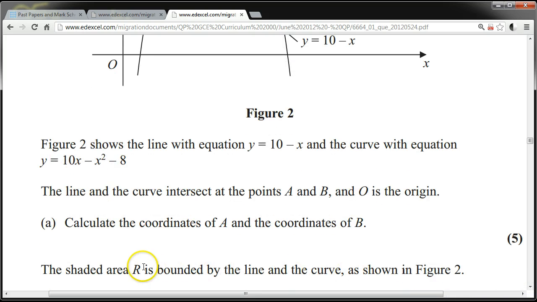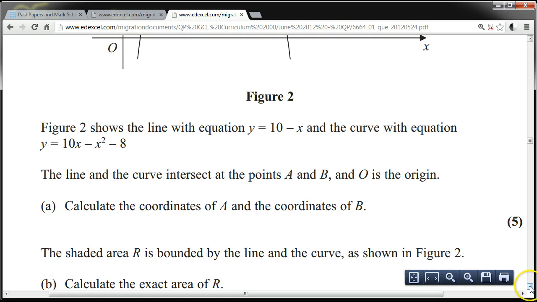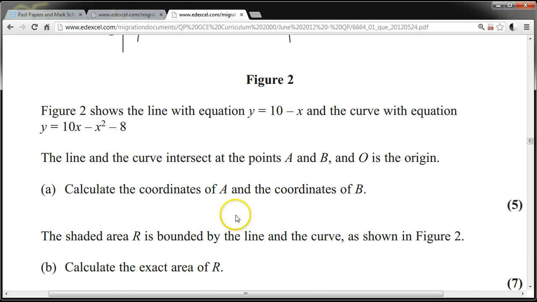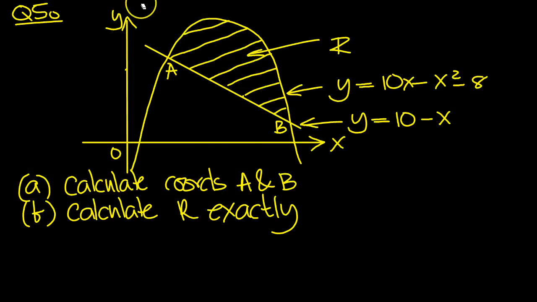The shaded area R is bounded by the line and the curve, as shown in figure 2. Calculate the exact area of R. So I've got the question summarized here then. Let's have a little look at it.